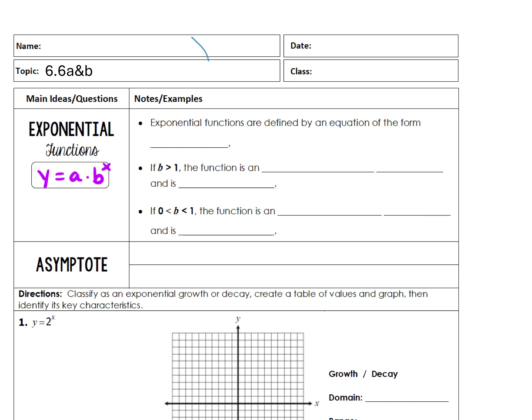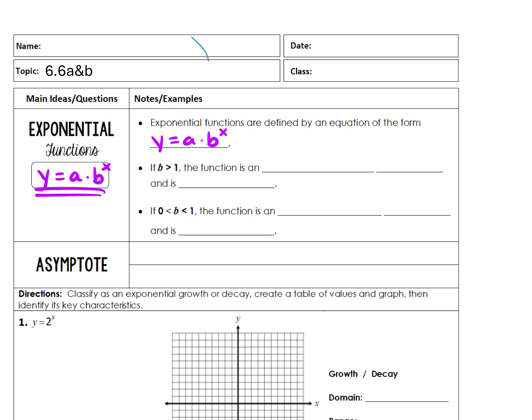So we're going to talk about this type of function a lot in the next several days. That's the first blank here, just the basic form of an exponential function. So a times b to the x power. And we're going to talk about what some of these details mean for it.